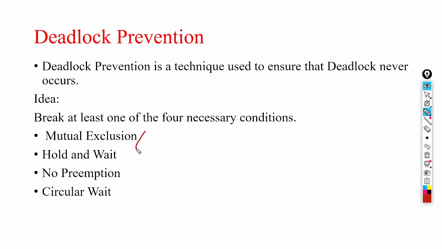We need to break any one of these conditions: either mutual exclusion, hold and wait, no preemption, or circular wait. If we break at least one condition from these four necessary conditions, then deadlock becomes impossible. The operating system uses different strategies to break these conditions and prevent deadlock.